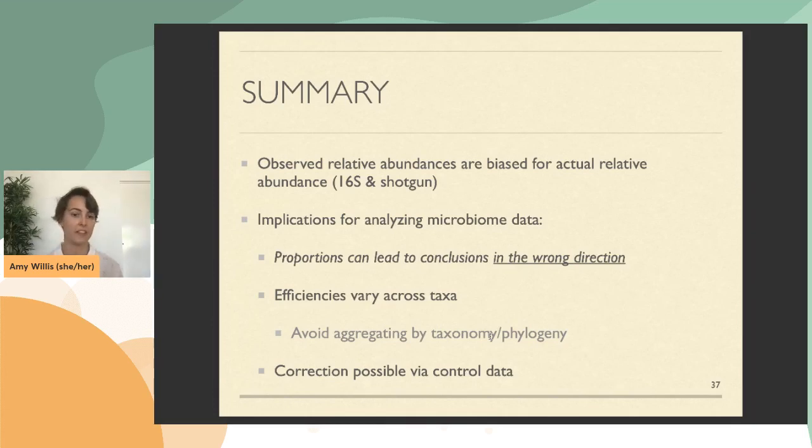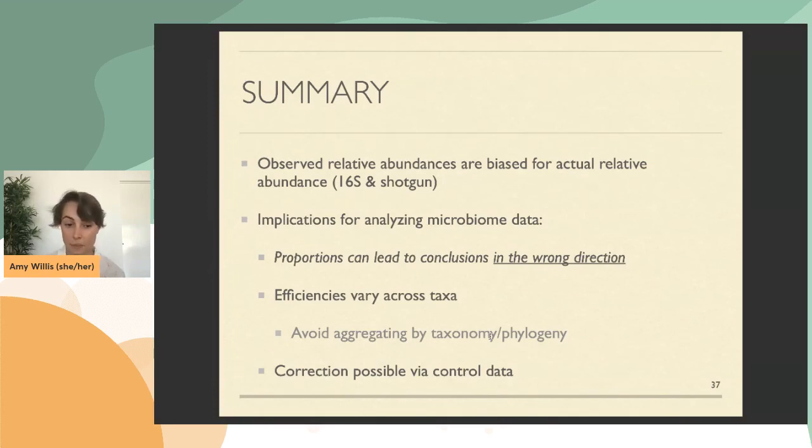Another thing that's really important to note is that these efficiencies vary across taxa and even across taxa that are relatively phylogenetically or taxonomically constrained. We saw an example earlier where we had two different Lactobacillus species that differed by a factor of about 2.5 in their detectability. So I think there are implications of this for aggregating to the genus, order, family, or even phylum levels, because we're averaging across taxa that are differentially easy to detect.